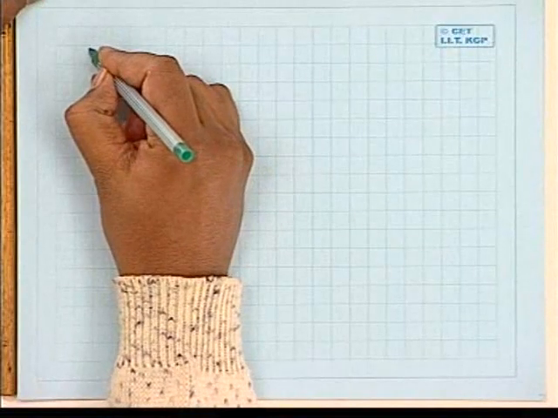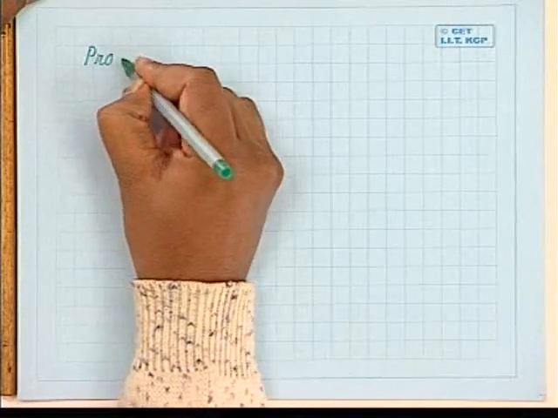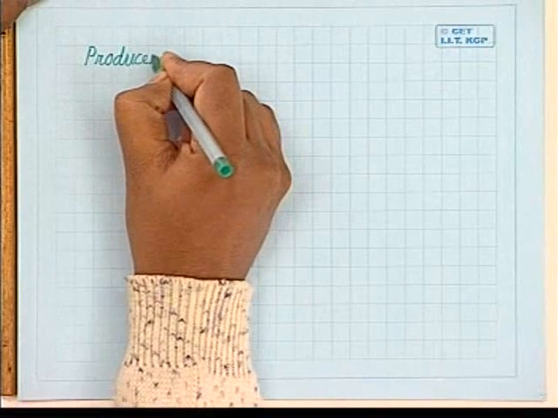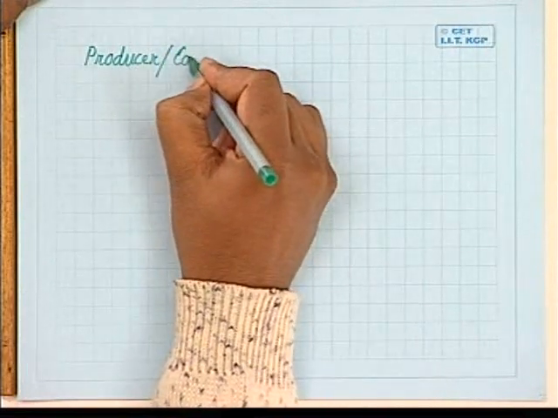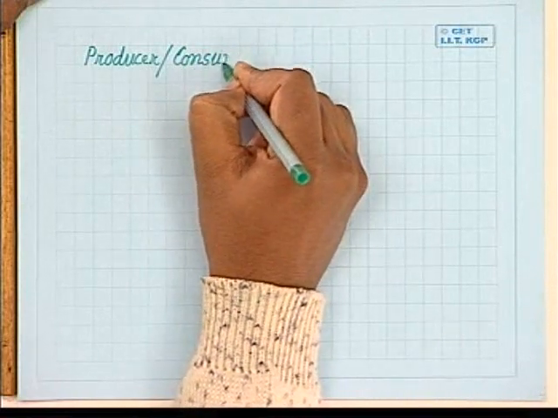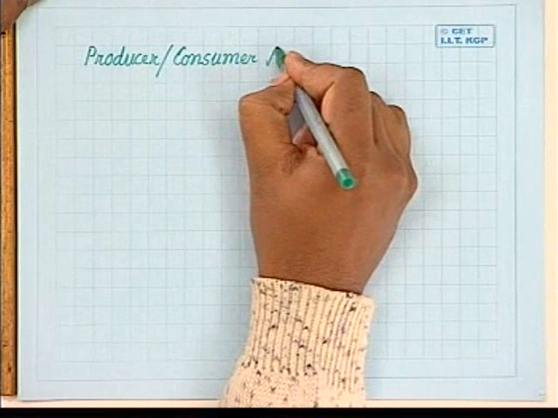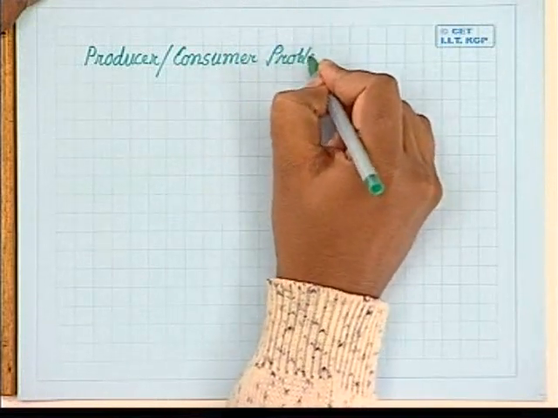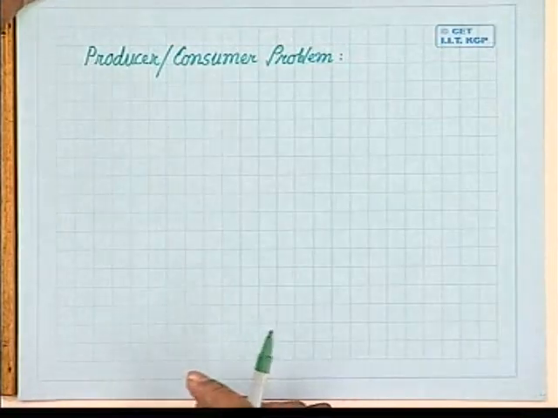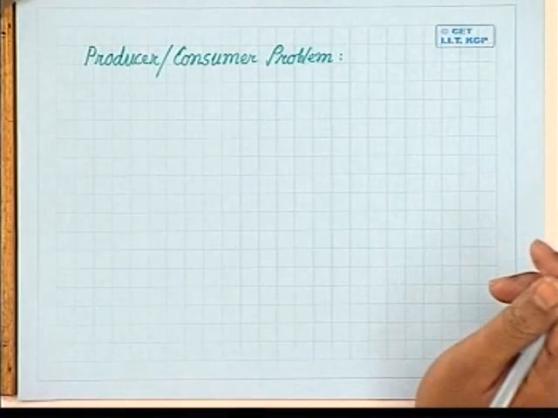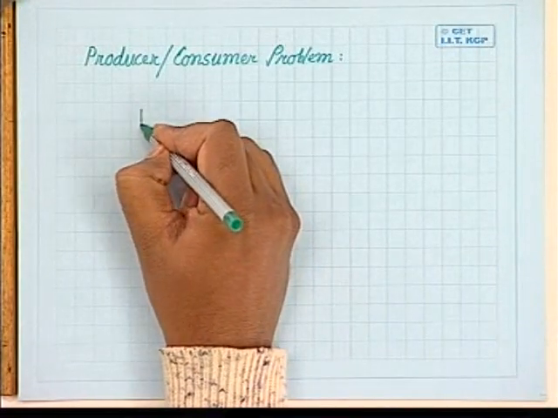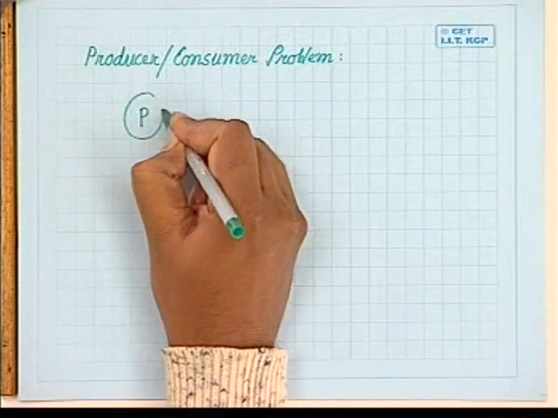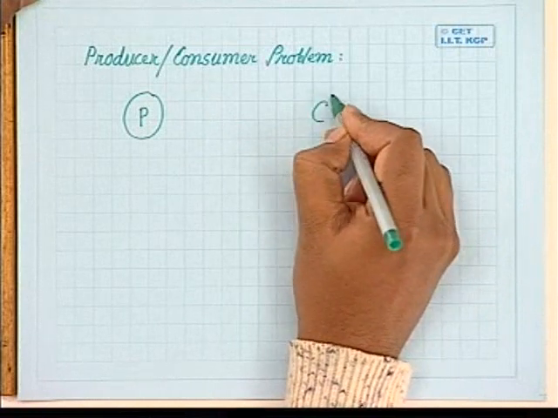Now, let us come to a conceptual problem. It's a classical problem which is always discussed in operating systems, called the producer-consumer problem. The producer-consumer problem is something like this. We have two processes. One process is called the producer P. We have another process, which is the consumer process C.